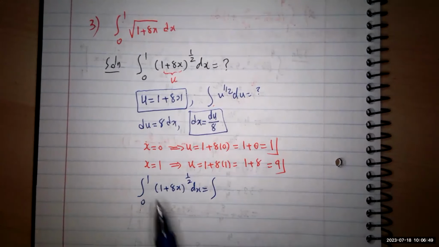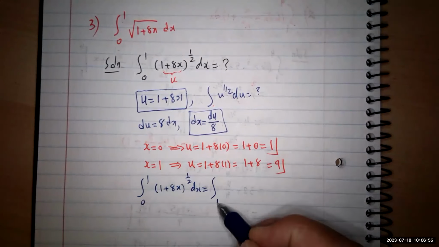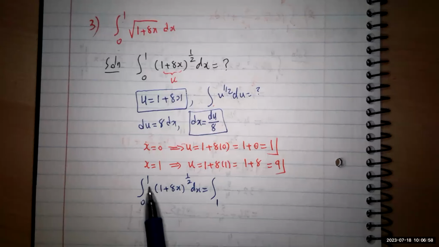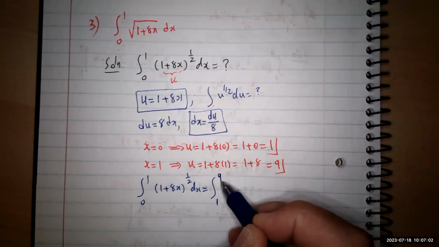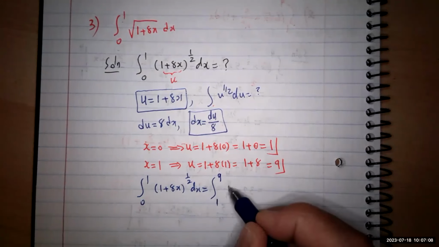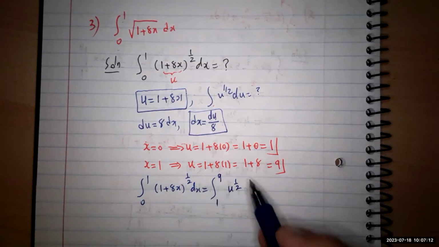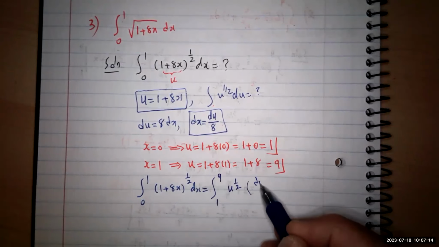So what's the conclusion? Now it's going to be an integral. You cannot say 0 to 1 anymore because you changed it. Now you know that 0 would change into 1, and 1 would change into 9. So the integral would be 1 to 9 because you changed everything into u. Now 1 plus 8x would be u to the half, and you multiply by dx. The dx is du over 8.